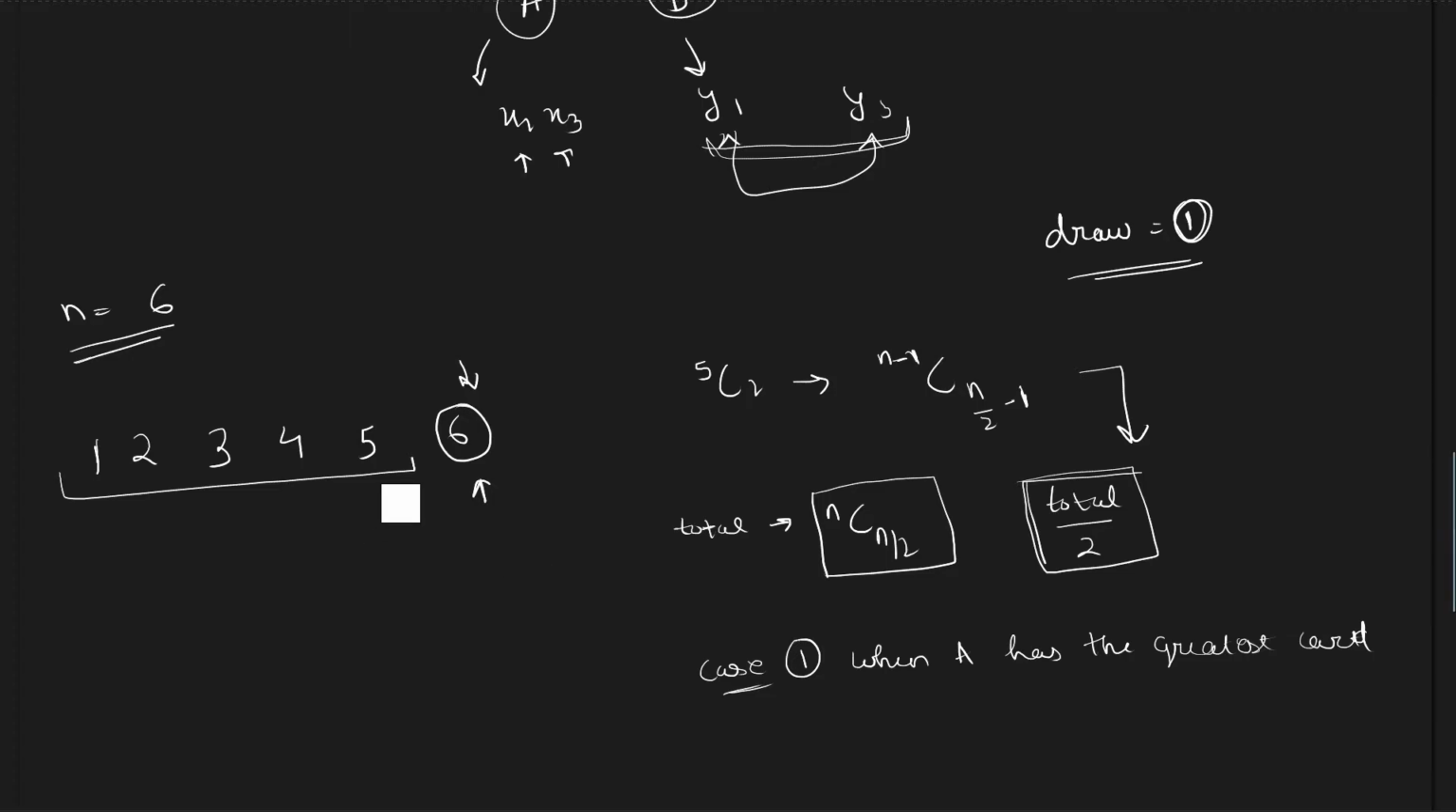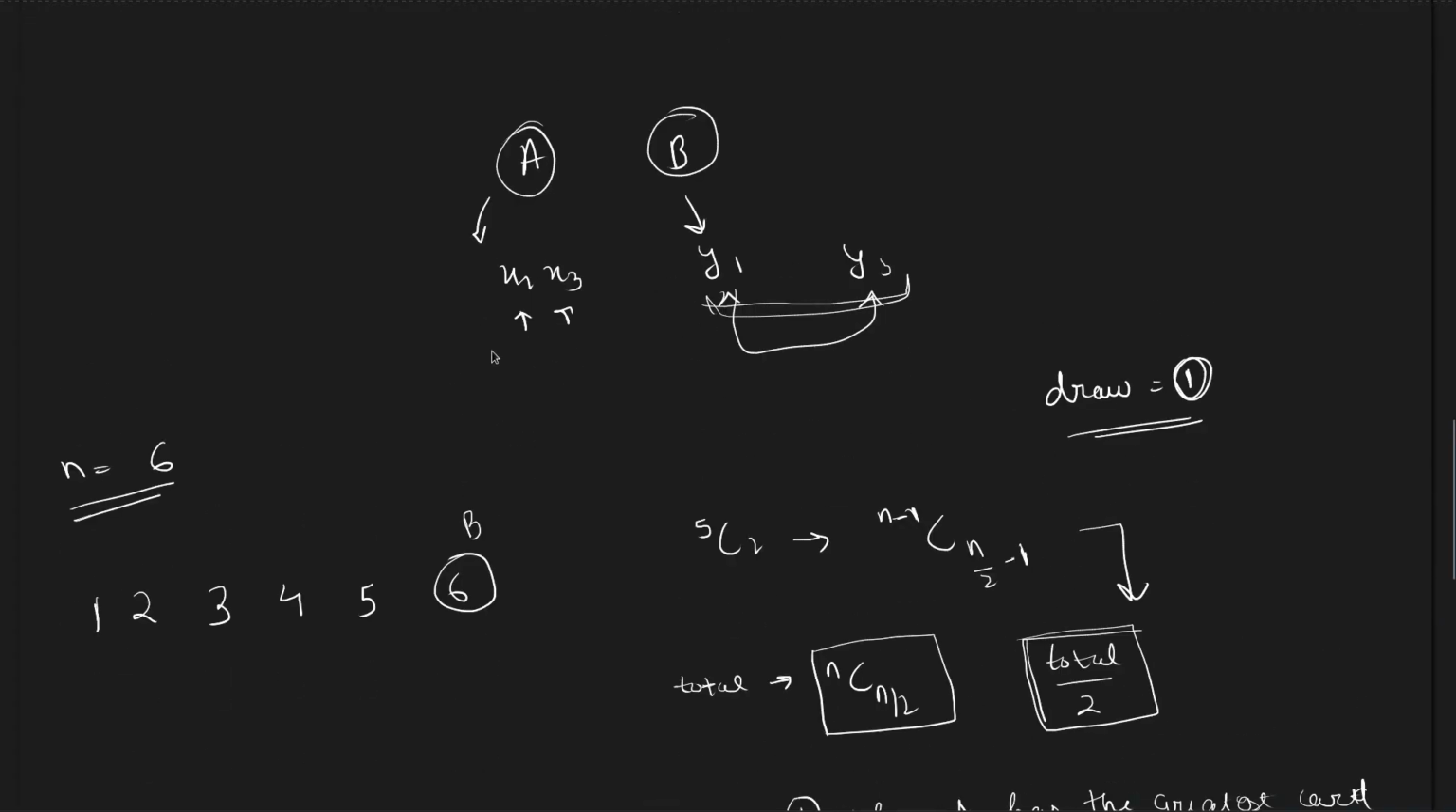Now let us assume that player B has the maximum card, right? So now player A might or might not win. In the case of player A, if he has the greatest card, he will always win. But if player B has the greatest card, it is not always true that he will win. So we have to find the number of cases when player B has the greatest card and player A still wins.